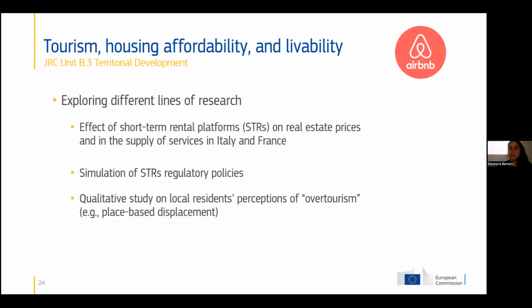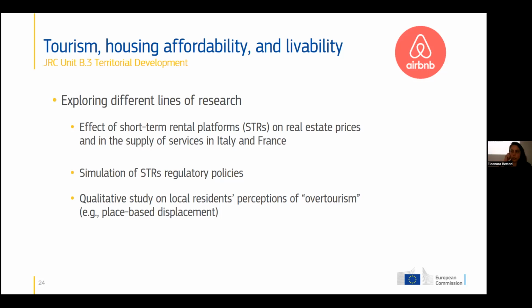Which wasn't in the plan originally, but it actually became one of the most interesting pieces of work we're working on. So some lines of research that we are developing entail, one is more directly related to the effect of short-term rental platforms on real estate prices, selling and rental prices, as well as, and this is related to the topics of livability and the supply of services for local residents. We are doing that for Italy and France.